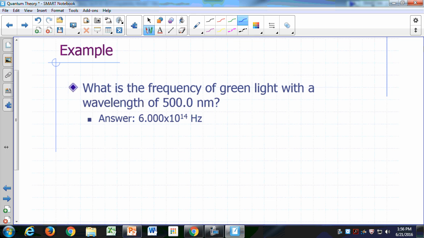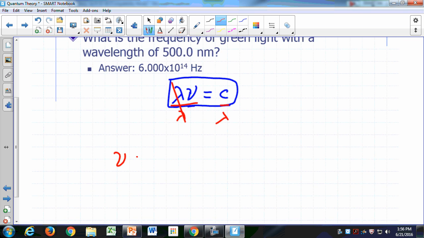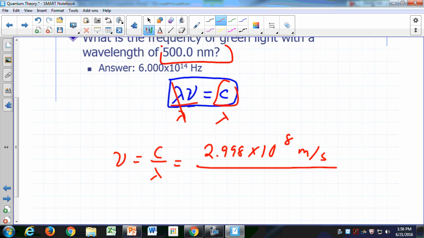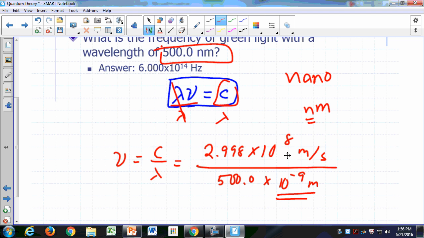So we say that lambda times nu is equal to c. This is how wavelength, frequency, and speed are related. And if we want to solve for the frequency, you just divide both sides by lambda. And so I get frequency equals c over lambda. Speed of light is 2.998 times 10 to the 8th meters per second, divided by the wavelength, in this case 500 nanometers, so 500.0 times 10 to the negative 9 meters. The prefix nano, as in nanometer, means 10 to the negative 9.